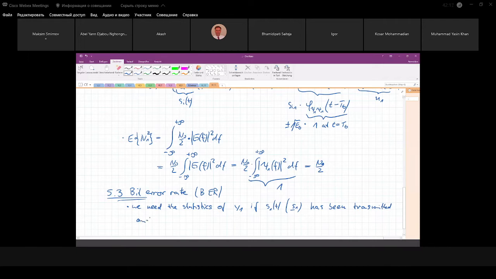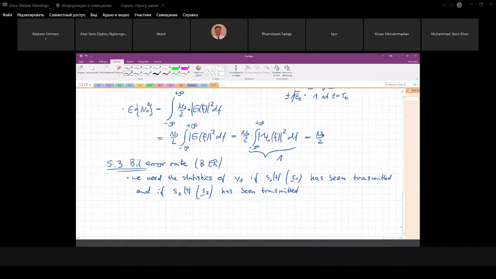And if S2(t) has been transmitted, well, we transmit an analog signal, of course. Then we know the statistics, so we need to know the conditional probability density functions. And now we can draw the conditional probability density functions because this is quite simple.